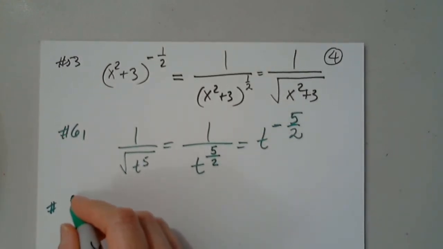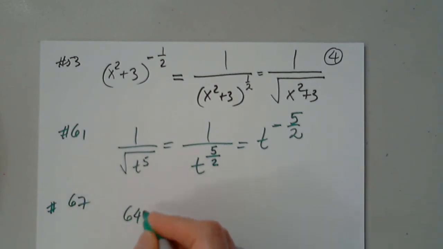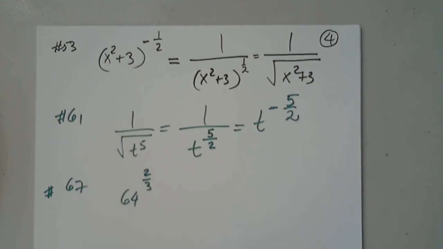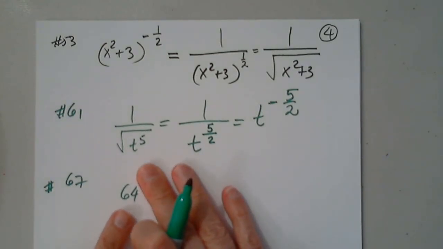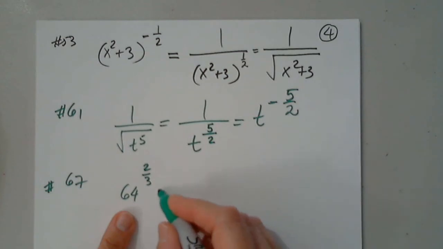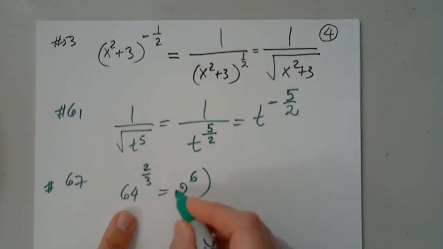Okay, 67, 64 raised to the power 2/3. So we have several options here. I'll show you the one I like, and I will also show you the one with the calculator. The one I like is, I know that 64 is 2 to which power? 2 to the 6th power.